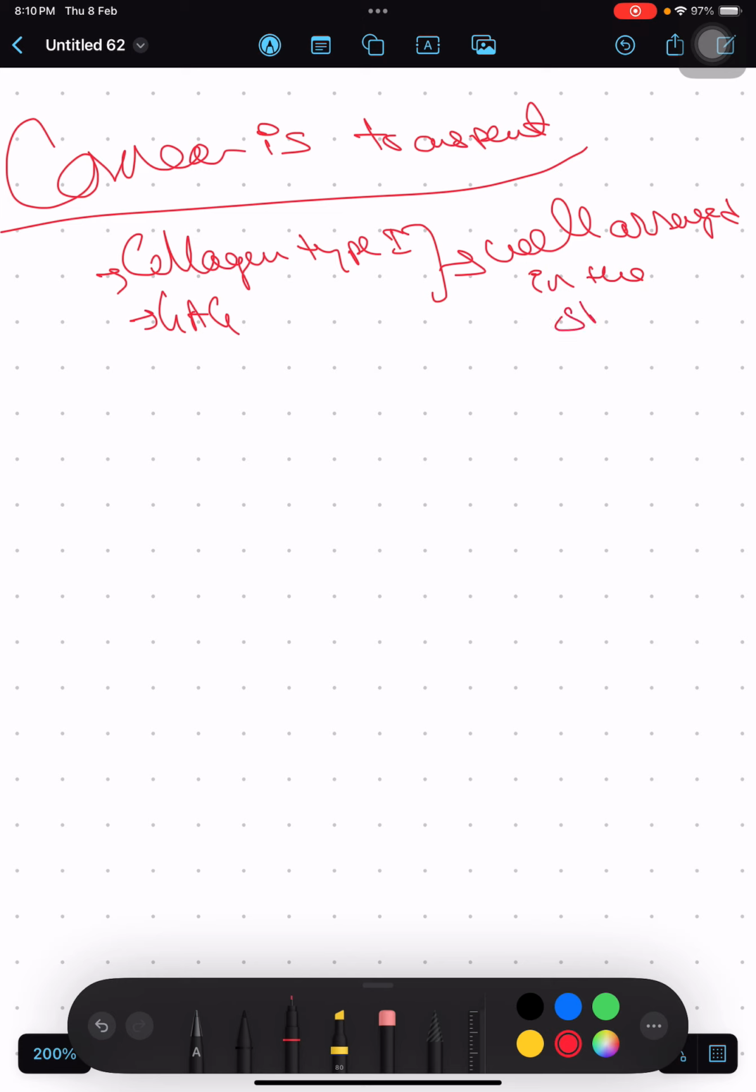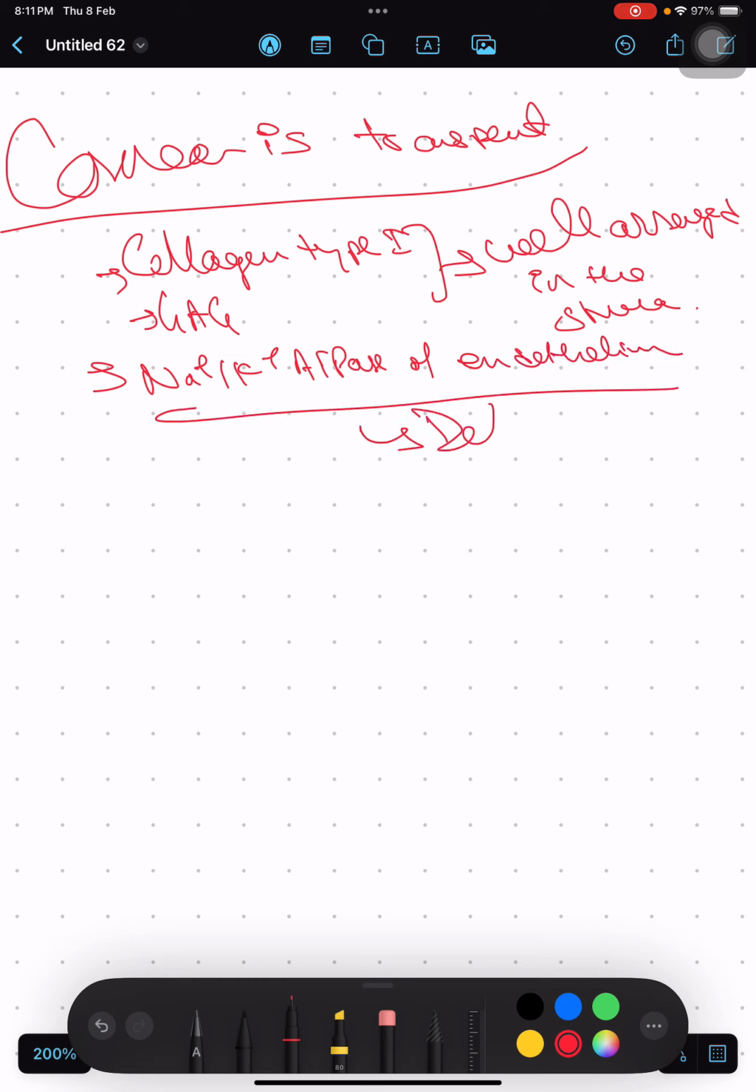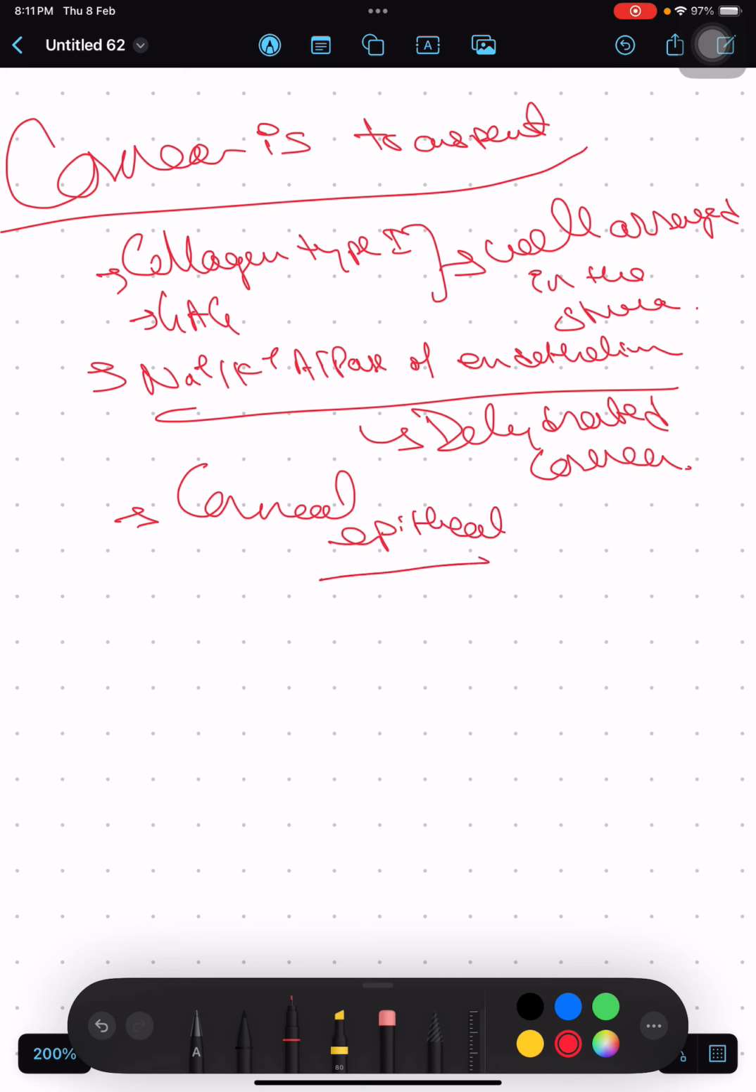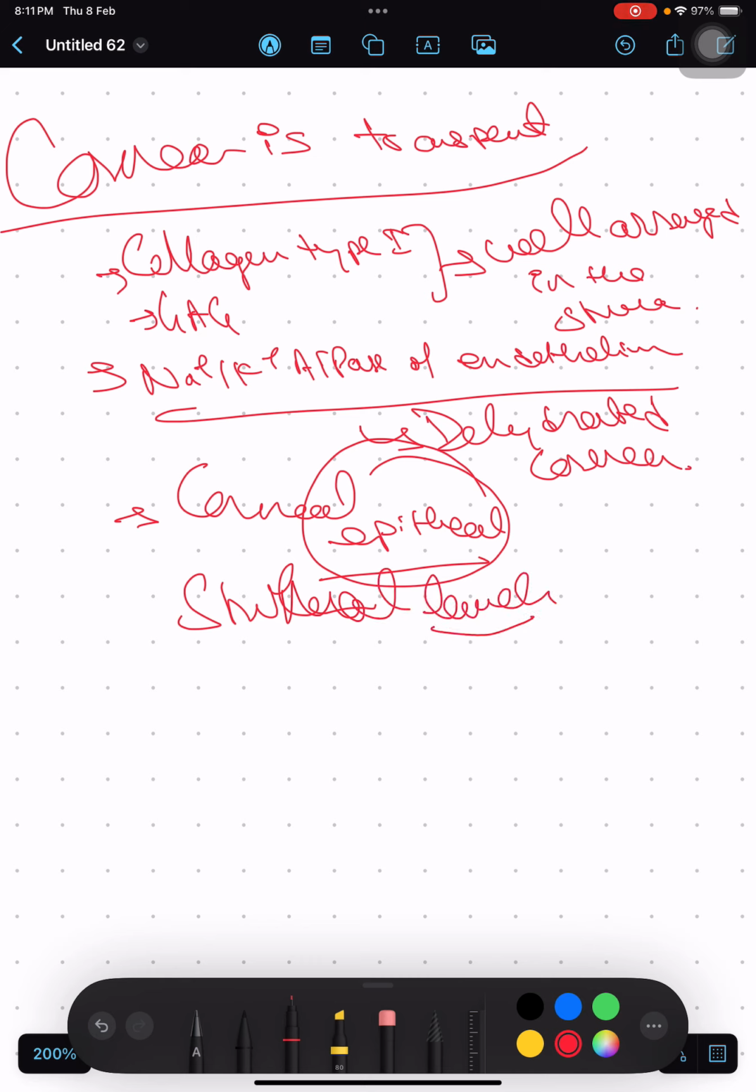The cornea is transparent because of the sodium-potassium ATPase pump of the endothelium, and this pump leads to a dehydrated cornea, which is also responsible for its transparency. And there is the corneal epithelium, which is also responsible, along with the regular arrangement of the stromal lamellae, for the cornea being transparent.